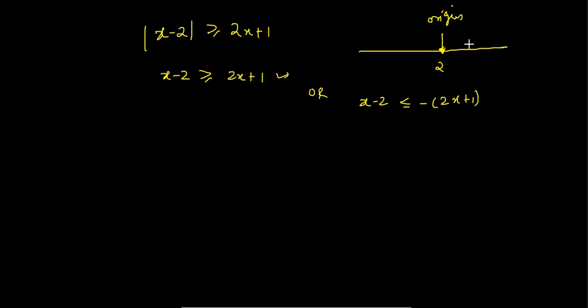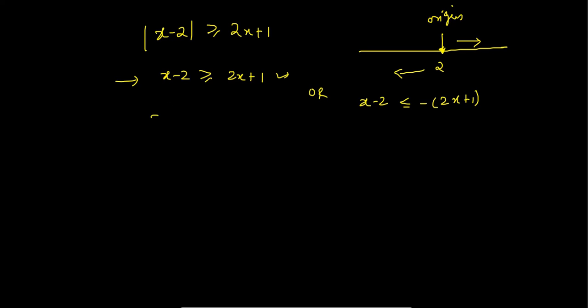That means my distance is either I'm moving in the right direction or I'm moving in the left direction. For right direction, sign is positive, and if I'm moving towards left, sign is negative. So this inequality says that my distance is greater than 2x plus 1, meaning I'm moving in plus direction towards right. And this inequality indicates that I'm moving in the opposite direction.